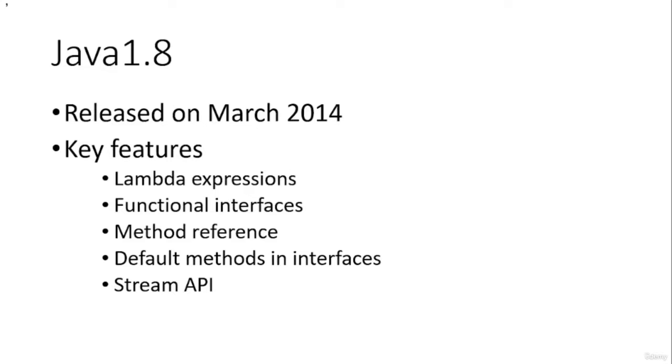Next, we need to mention default methods in interfaces. In Java 8, default methods were allowed in interfaces. And the next thing which we need to mention is the Stream API. Stream APIs allow us to process and aggregate collections in a very fast manner. We will explain this in the Streams API lecture.